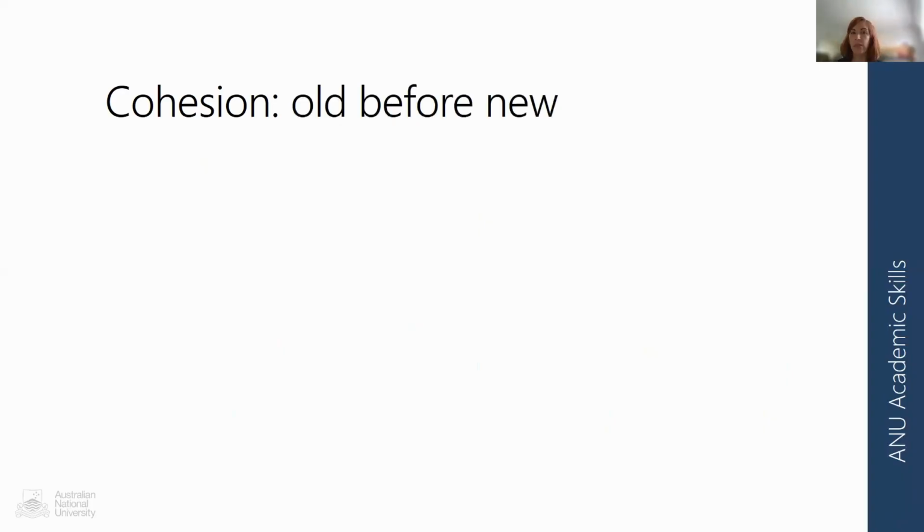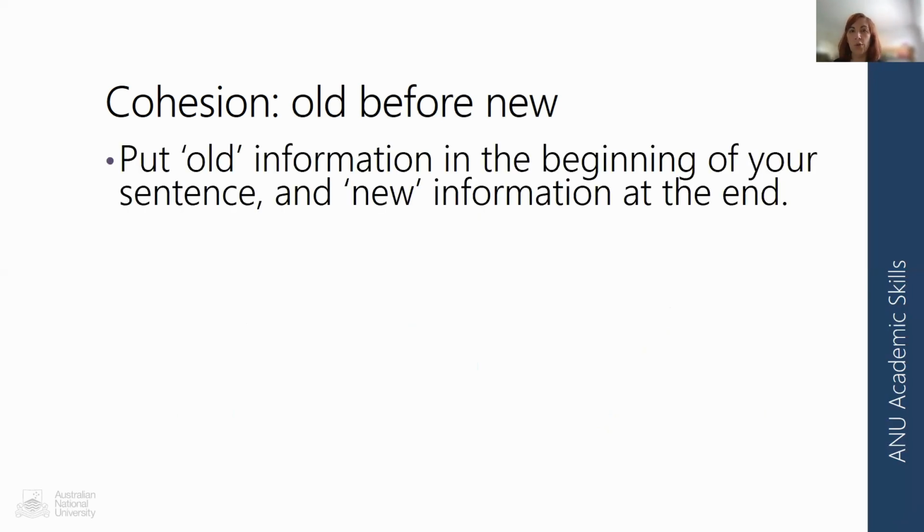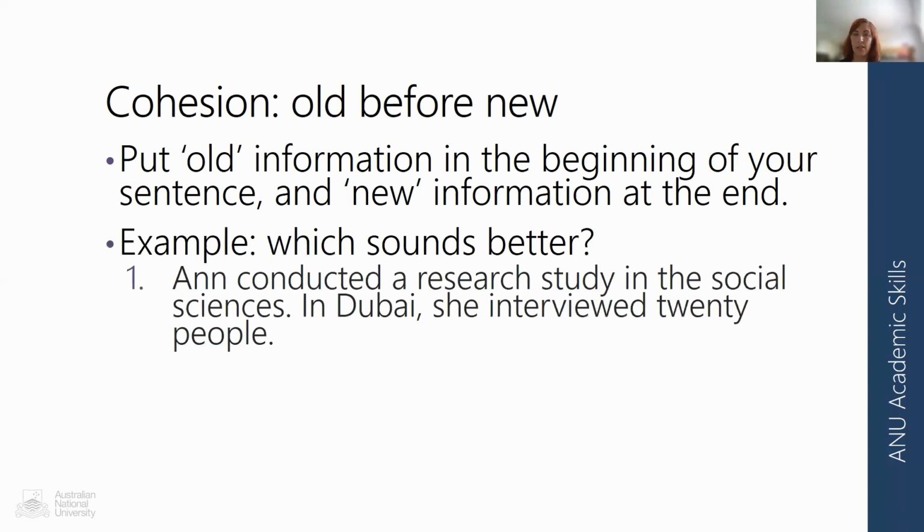Okay, and there's more to cohesion as well. This is what I think of as the most important element of cohesion, the old before new rule. So putting old information that you've already stated in the previous sentence at the beginning of your sentence, and the new information that you haven't stated yet at the end of the sentence. So look at this example.